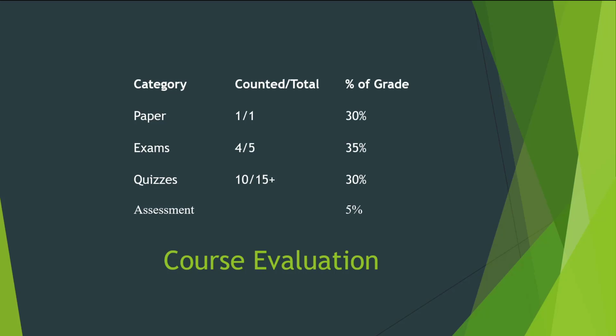In terms of the grades, your grade depends on 4 main things. There's one paper, 30% of the grade, and there's an entire video dedicated to this. There are 5 exams, the best 4 of which count, 35% of your grade, and there are a bunch of quizzes, the best 10 count, 30% of the grade. There's also assessment, which consists of some pre-assessments, some post-assessments, and some surveys. And I'll discuss assessment in more detail in the course.